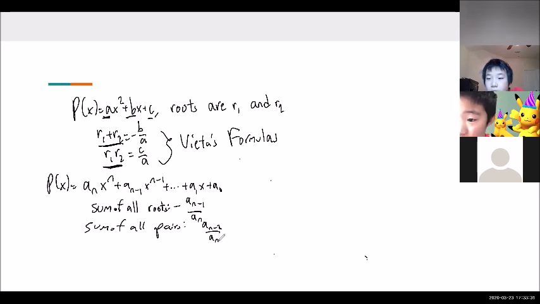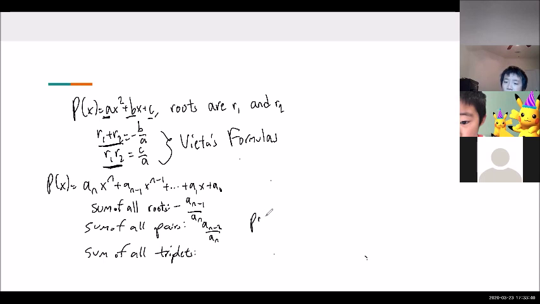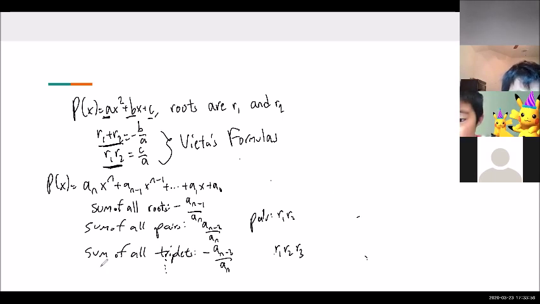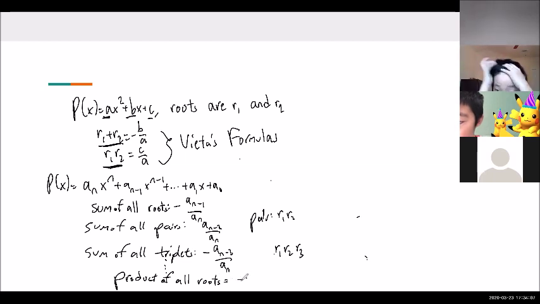The sum of all triplets of roots. Also, what I mean by sum of all pairs is that a pair is the product of two roots, like r1 times r2. The sum of all triplets, which is something in terms of r1, r2, r3, is equal to minus a_(n-3) over a_n. And so on and so forth, until you get the product of all roots, which is equal to minus 1 to the n times a_0 over a_n.